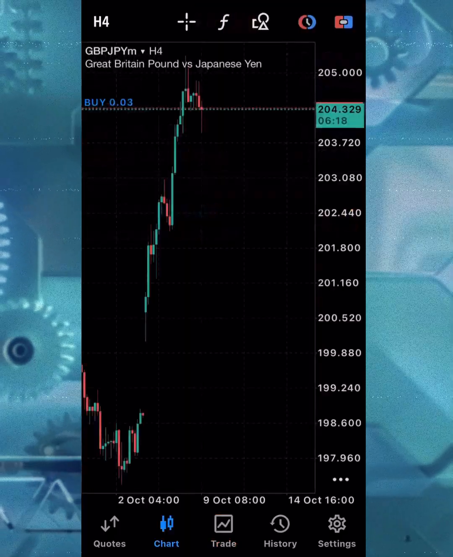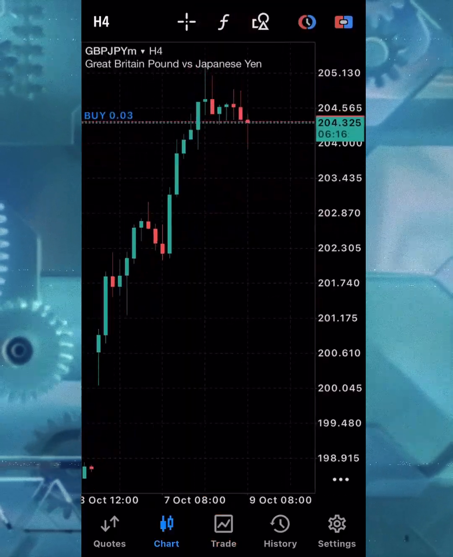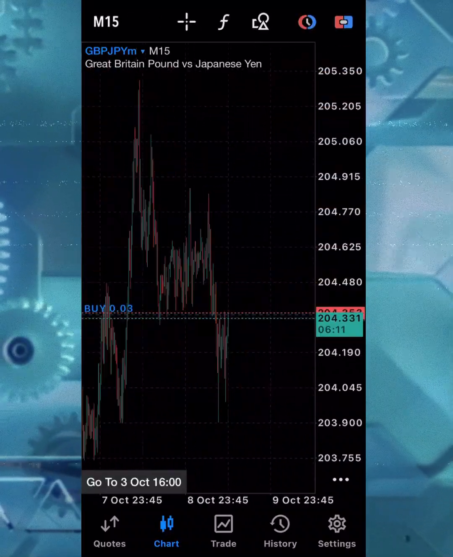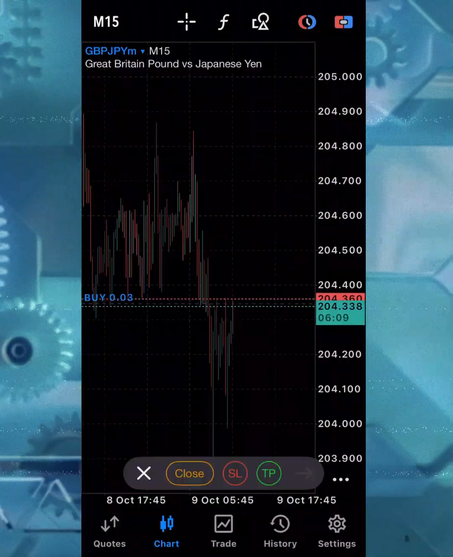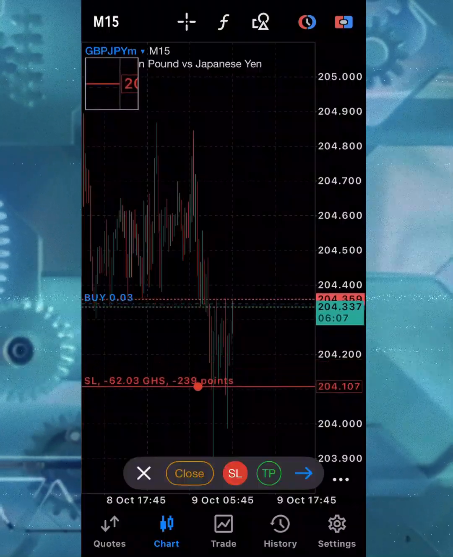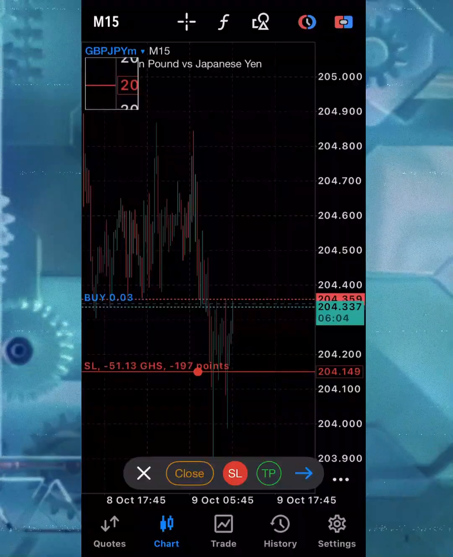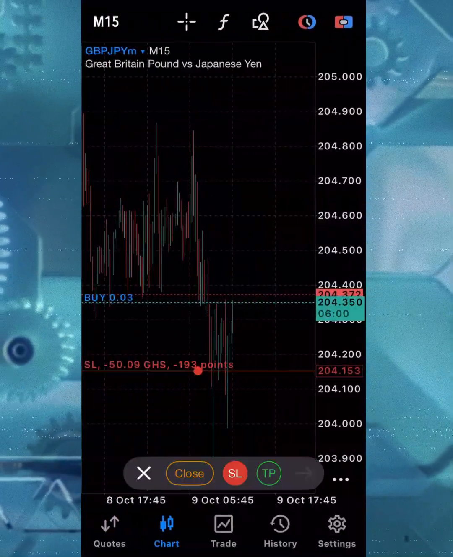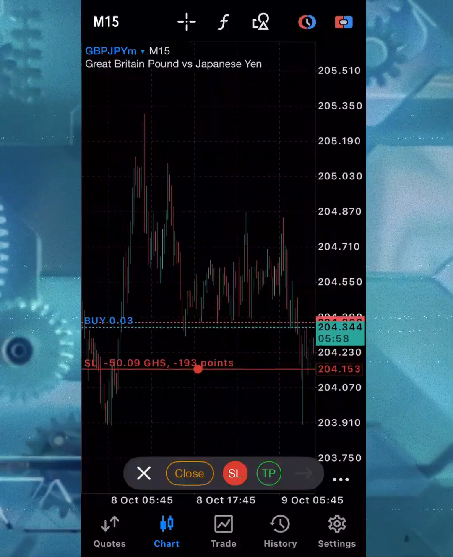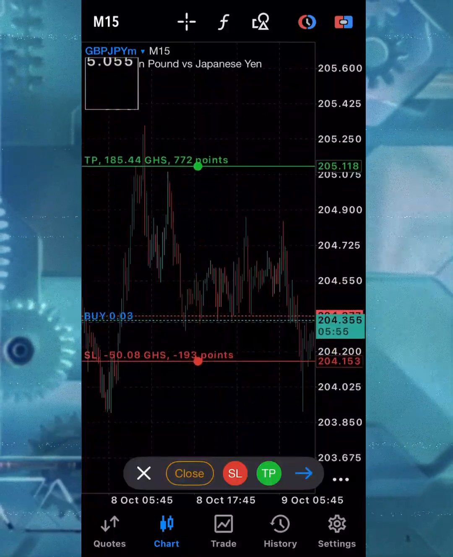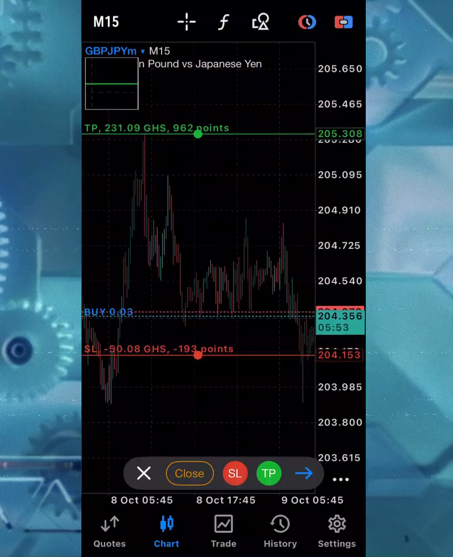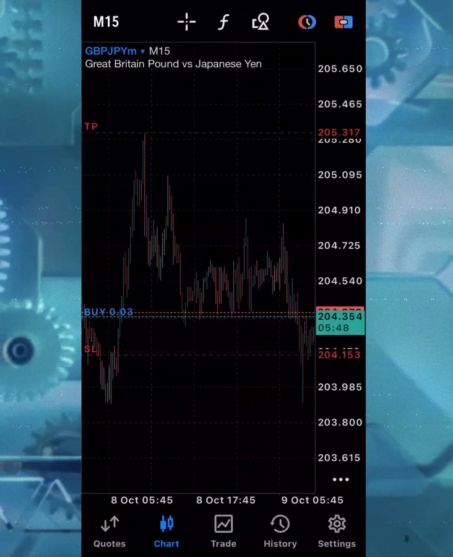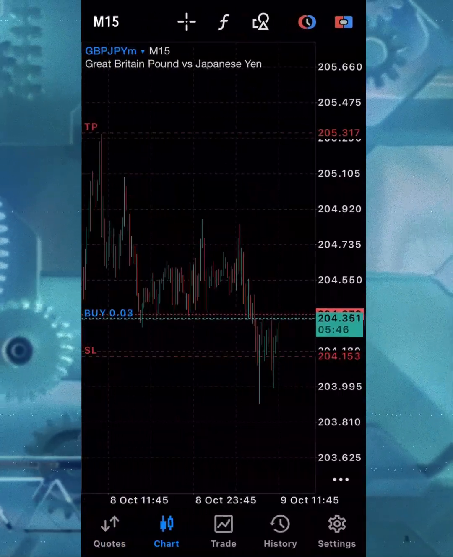So guys, I'm in a GBP JPY trade right now. Let me set my SL and then my take profit. My SL will be 50 cedis, and then my TP value will be right at this top, $230 cedis. Okay, so this is it.